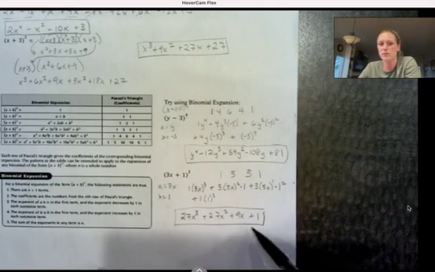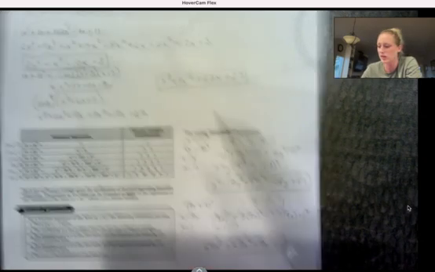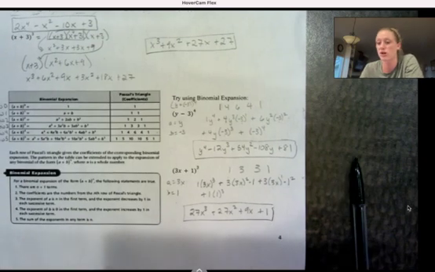Okay, so again, probably a little quicker than what we did up here, where we had to expand it 3 different times. Here, using the binomial expansion and Pascal's triangle, we could accomplish the same thing.